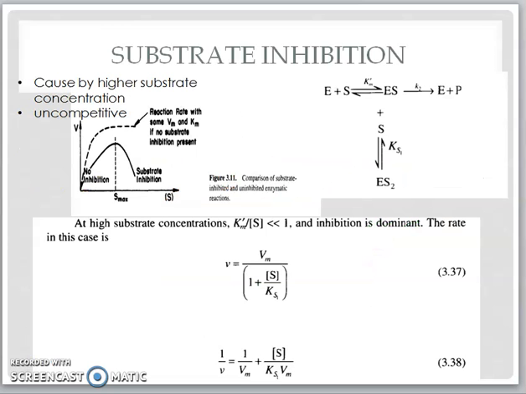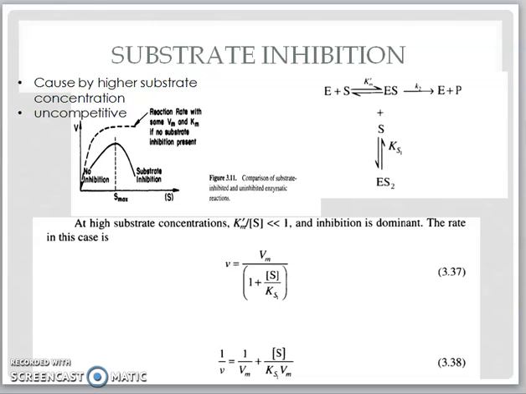Next we have another inhibition, which is called substrate inhibition. This substrate inhibition is caused by higher substrate concentration and it falls under uncompetitive. The main general inhibitions are competitive, non-competitive and uncompetitive. But there is also an inhibition where the enzyme is inhibited by the substrate, not the inhibitor. So the substrate becomes the inhibitor in the reaction.